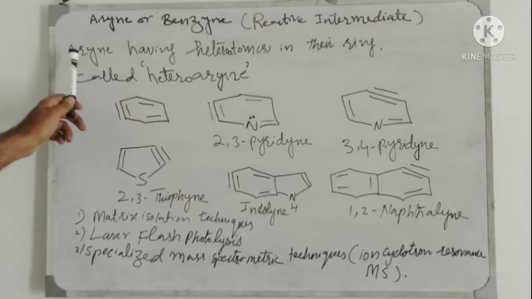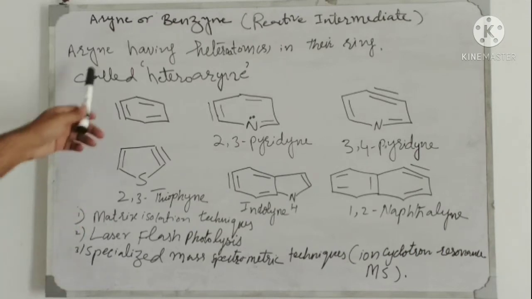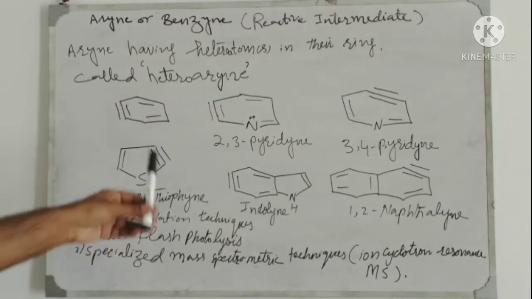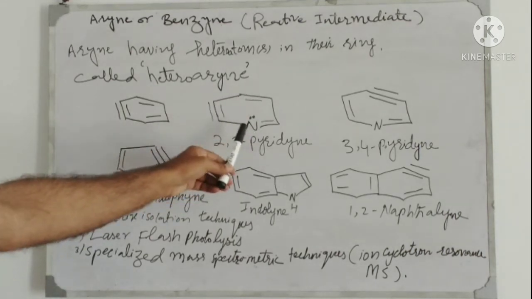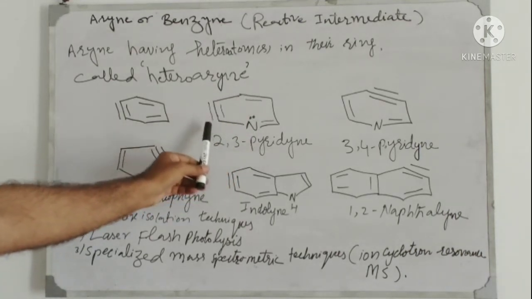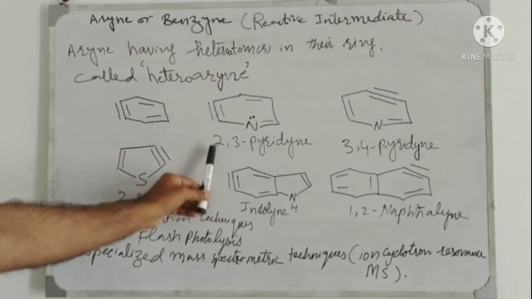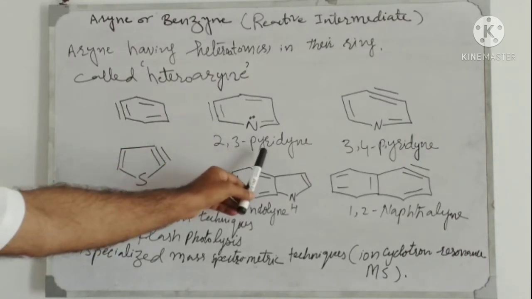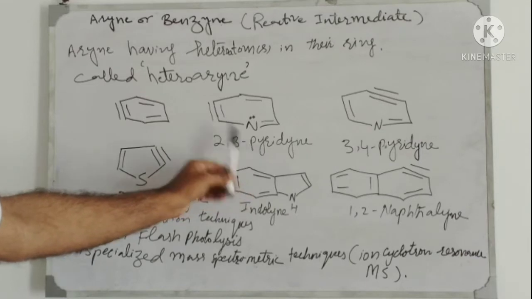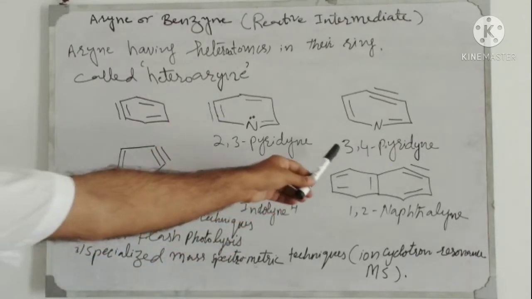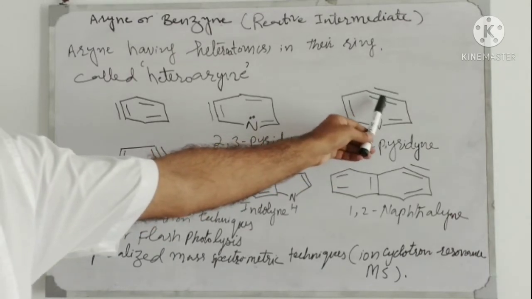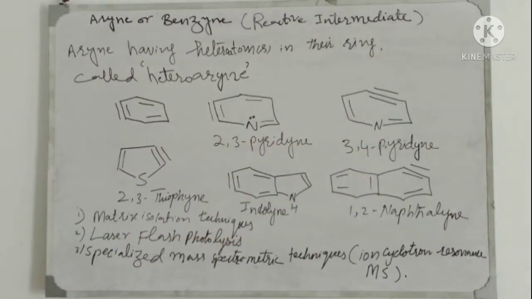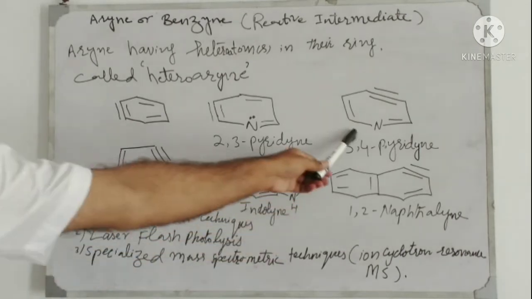If an Aryne has a hetero atom or atoms in its ring, it is called a heteroaryne. For example, this is the simplest benzyne. This structure is similar to pyridine with one triple bond here. At the 2 and 3 position, this is called 2,3-pyridyne. So 2,3-pyridyne is an example of a heteroaryne. This is a similar structure to pyridine, but it has the triple bond at the 3 and 4 position. So this is called 3,4-pyridyne.